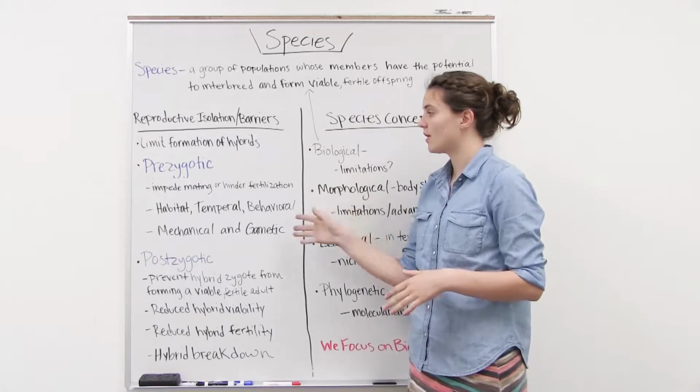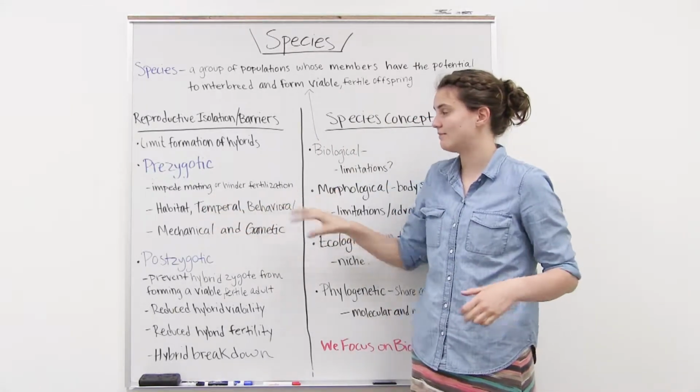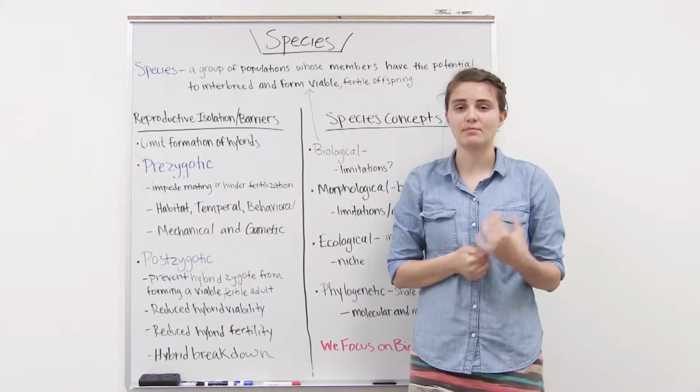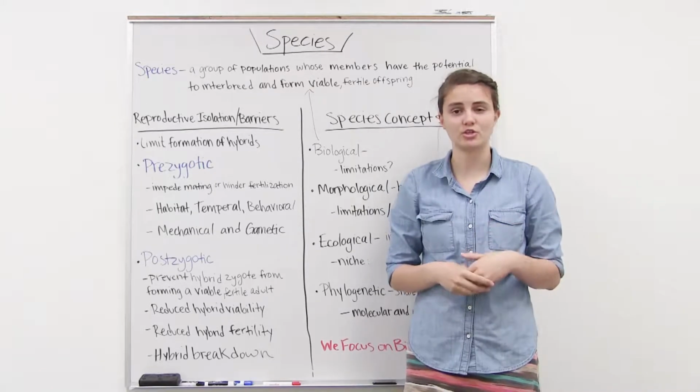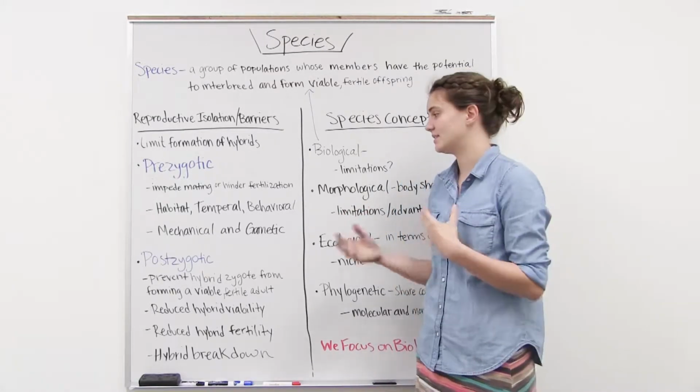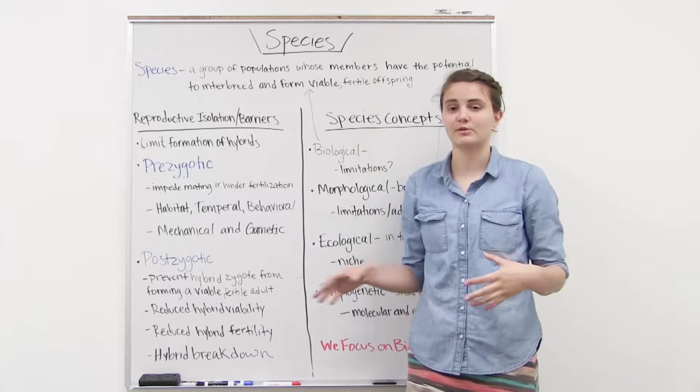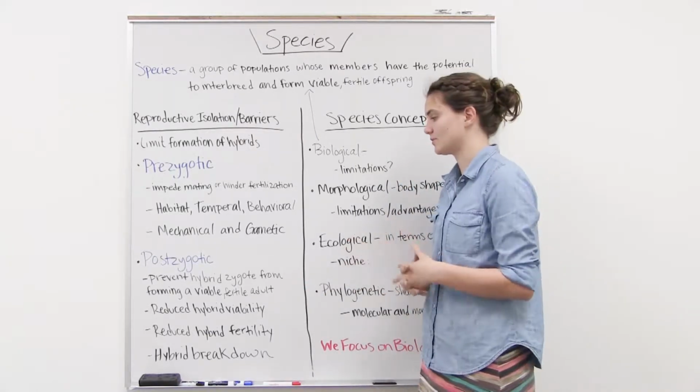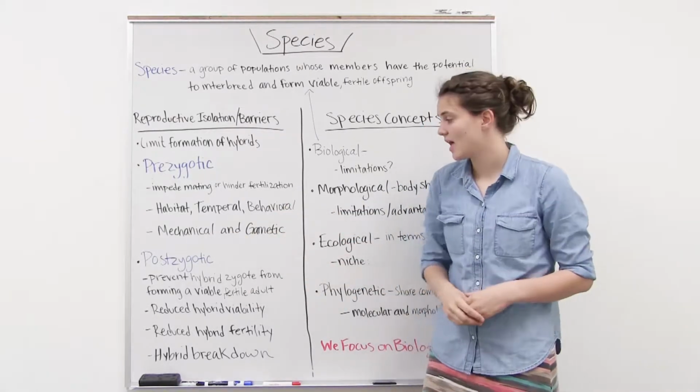So those are pre-zygotic. Make sure you know these 5 different types of pre-zygotic, because there most likely will be test questions where they give you a situation and ask what is the reproductive barrier that is preventing them from forming an offspring. And so you need to know those.